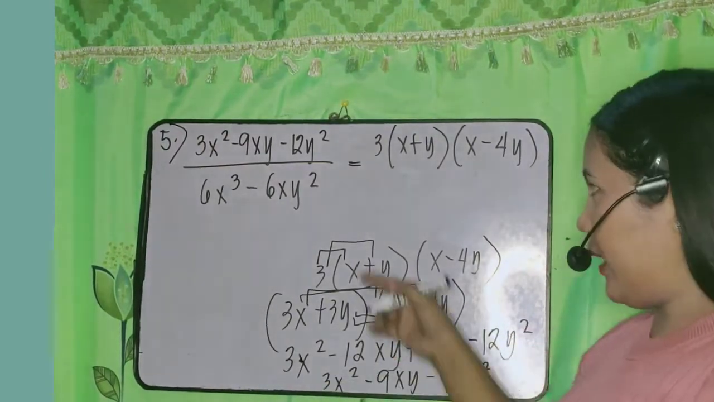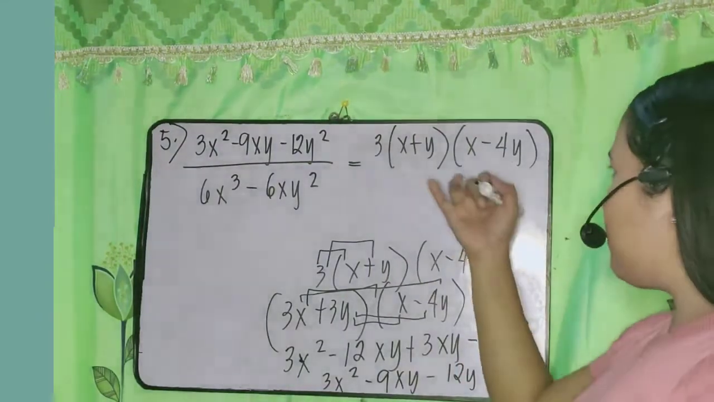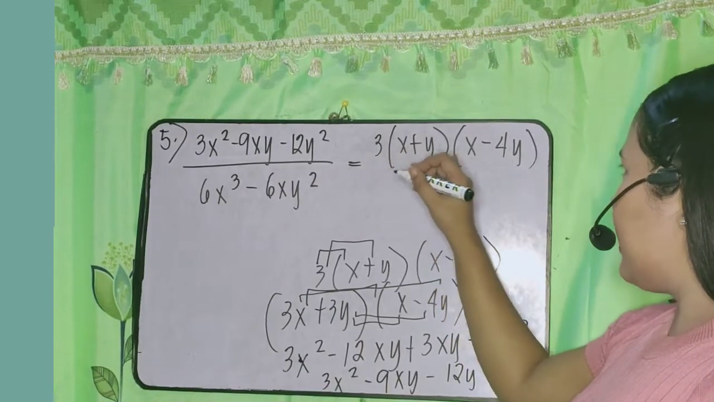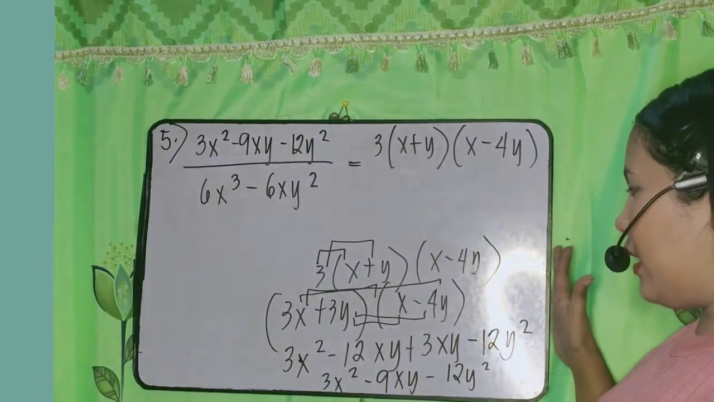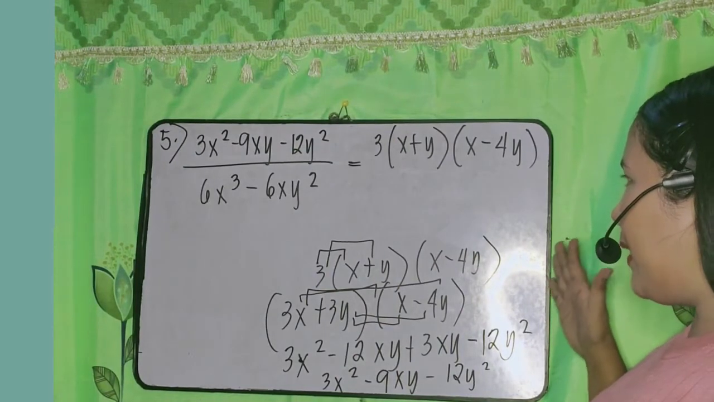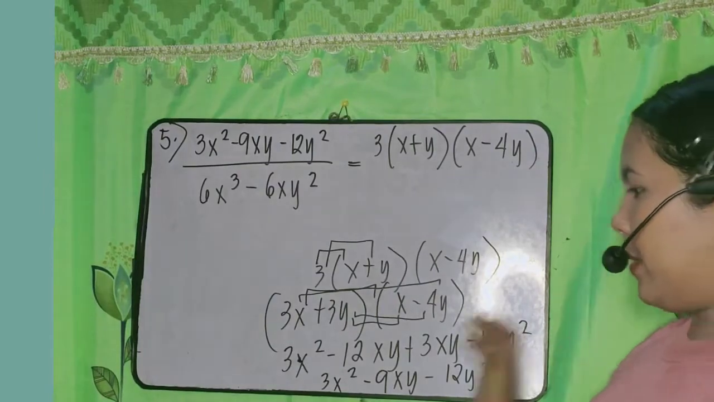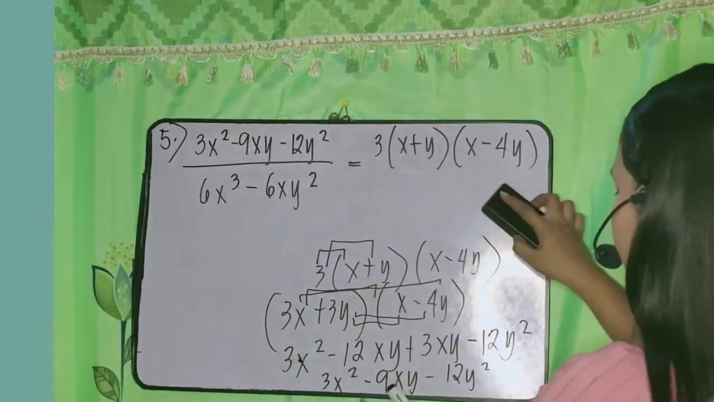Sumakto po ba siya sa numerator natin? Yes, sumakto po siya. So, therefore, tama po yung factor natin na 3 times x plus y times x minus 4y. Okay, so ito po yung pagkuha or para malaman natin na tama yung nakuha natin na factor out. So, gagamitin natin is yung FOIL method. Okay po. Susunod, i-factor out naman natin is yung denominator.